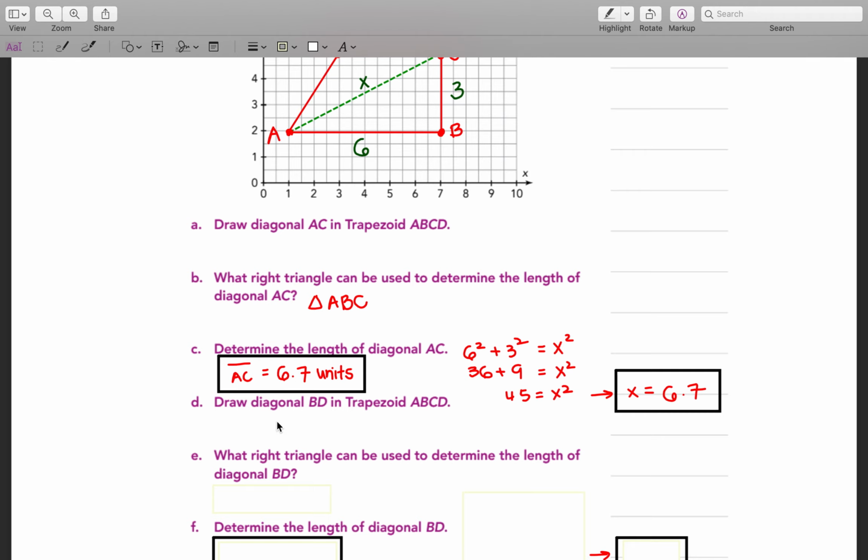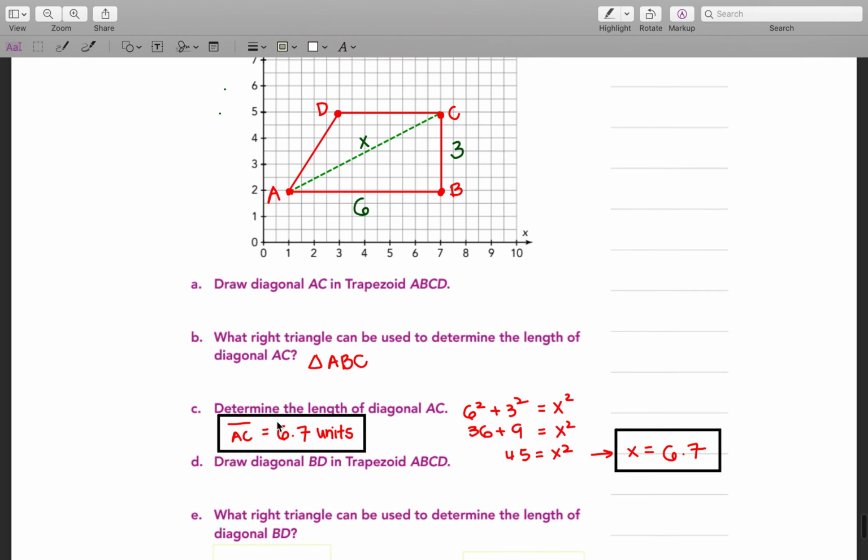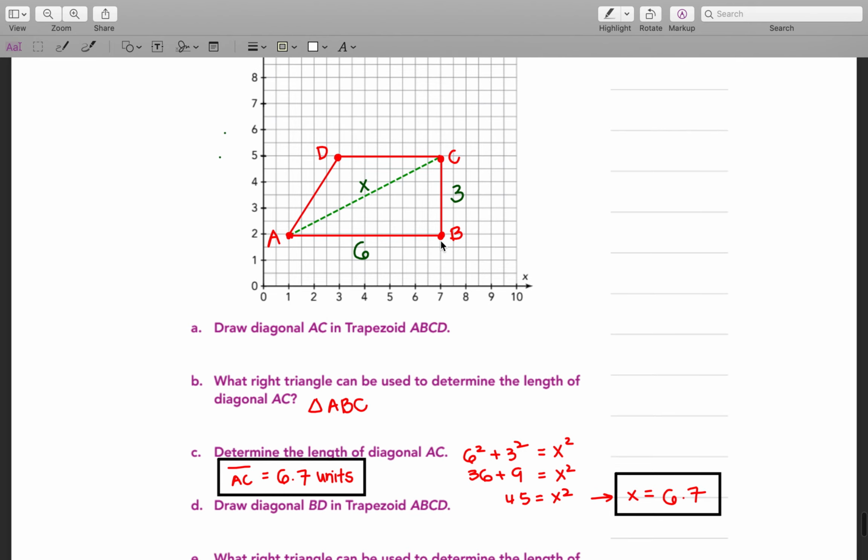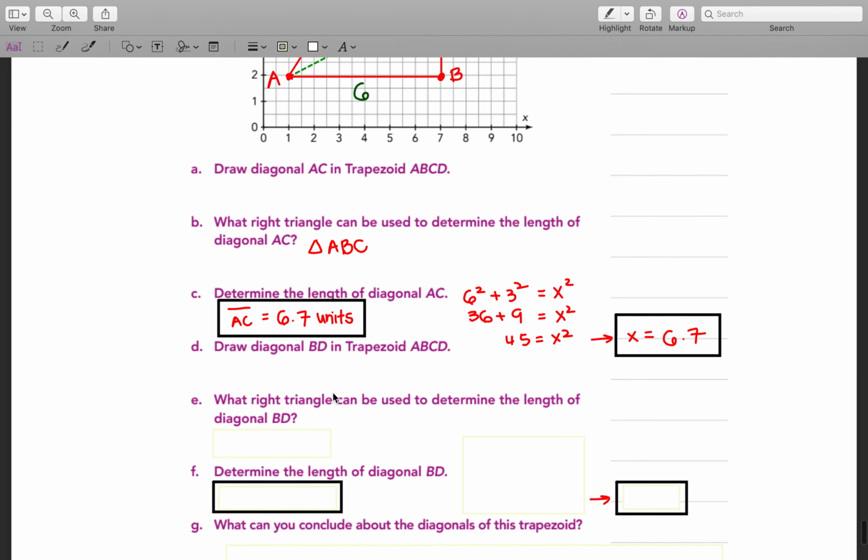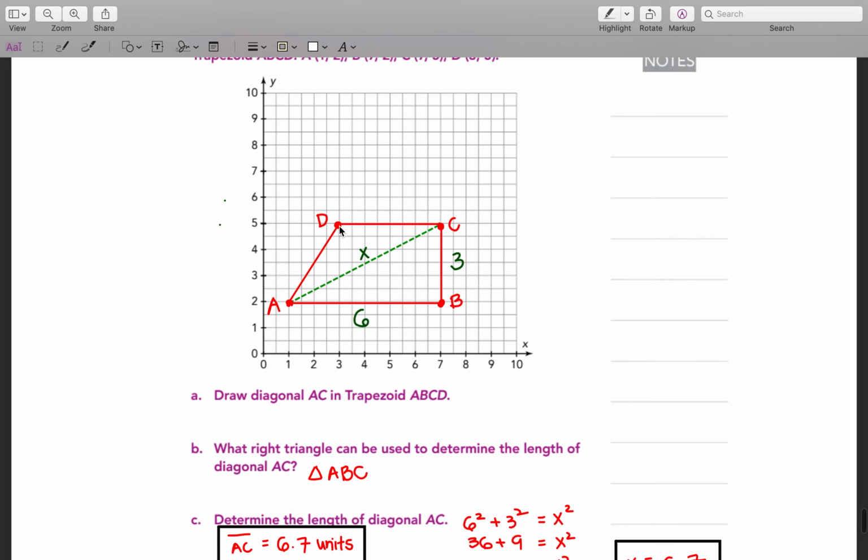Letter B, draw a diagonal BD. So you're going to do this on your own. Go ahead and draw a diagonal across right here. And what right triangle can be used? So let's say there was a diagonal line drawn right here. And notice how we are going to have this side of this triangle and this triangle. So notice how this would be the right triangle that you would use. So it's going to be BCD.